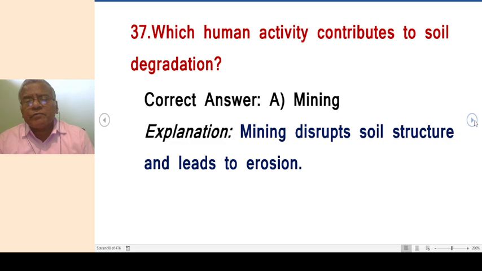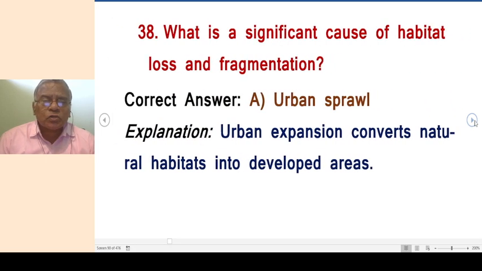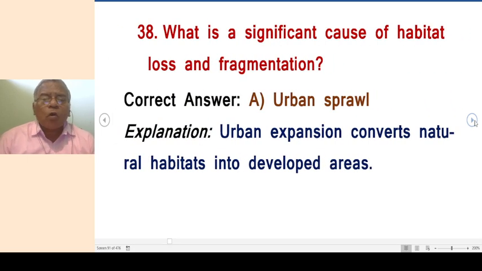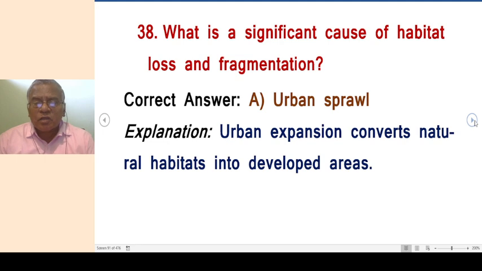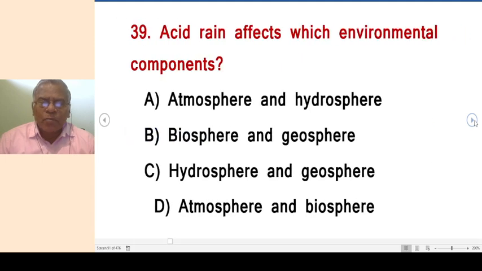Which human activity contributes to soil degradation? Mining. Mining disrupts the soil structure and leads to erosion. What is the significant cause of habitat loss and fragmentation? That is called urban sprawl. What does this mean? Urban expansion, in other words. Urban expansion converts natural habitats into developed areas.